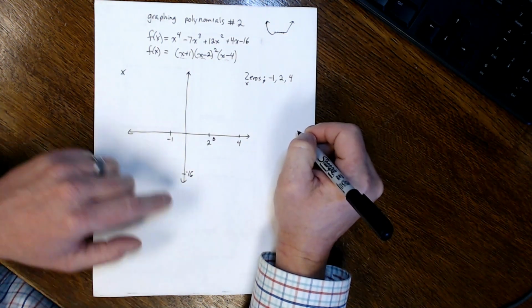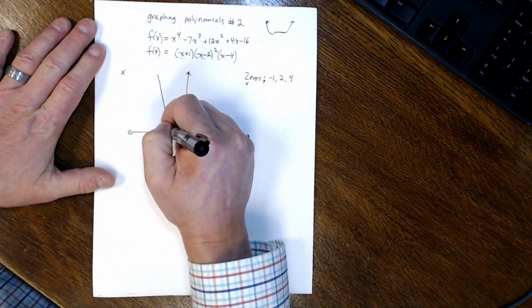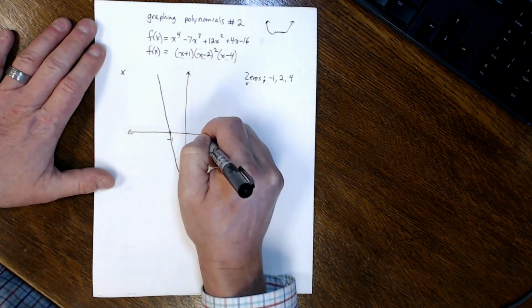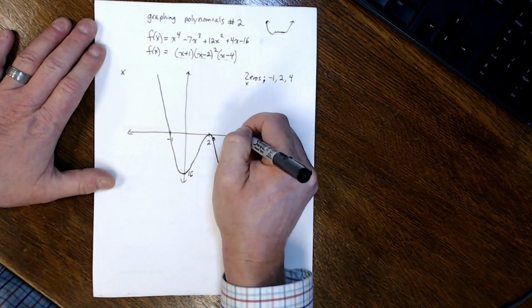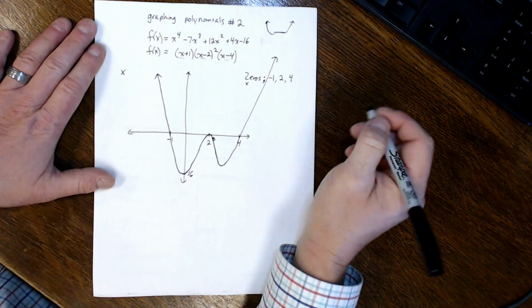Now I'm ready to draw my graph. I'm going to go through this point. I'm going to go through this point here. I'm going to bounce at this point right here. And I'm going to go through this point and end up at positive infinity.